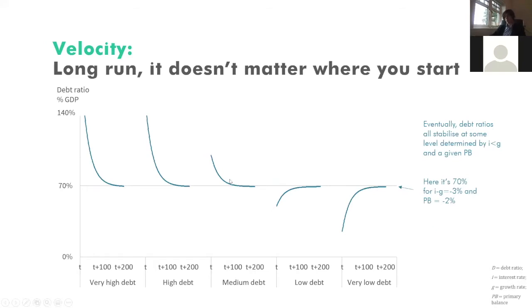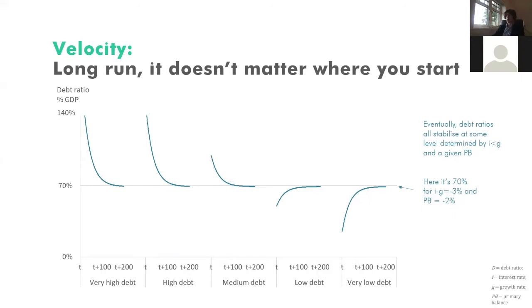Now, in the long run, you don't really see that. What you see is a convergence. When you're in this kind of I less than G world, eventually you will converge on some debt ratio over the very, very long term. Here we look at it over a couple of centuries, but actually it tends to converge within a few decades or so. If you start at a high debt ratio of about 200%, eventually it will fall to about 70% in this configuration, where I minus G is equal to minus 3% and the primary balance is a deficit of 2%.